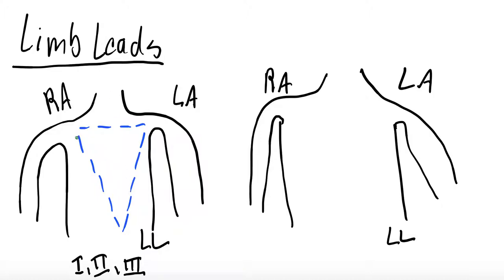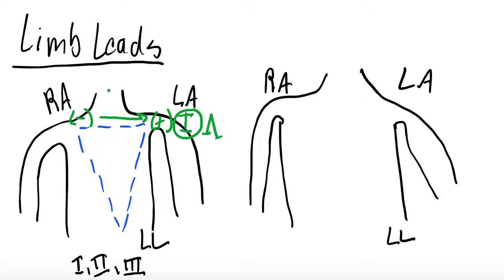For the bipolar leads, there is a firm area that's going to be a negative and a positive. So for lead 1, negative right arm going to positive left arm, and this is lead 1. What that essentially means is any depolarization that's going in this direction will be an upstroke on the EKG.